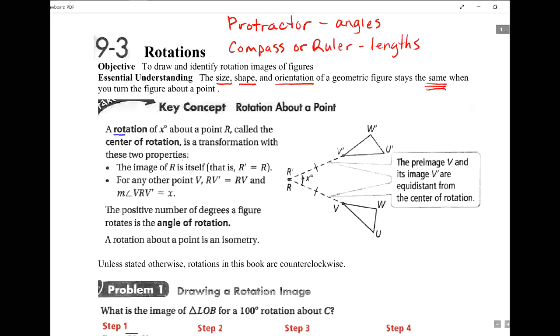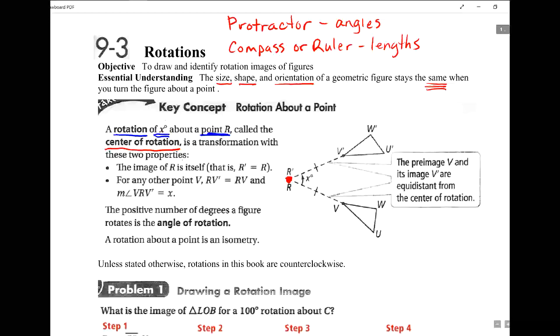A rotation of x degrees is going to tell you how far your figure rotates. A rotation of x degrees about a point R, and this point R is called the center of rotation. So you can think of that like the middle point on a clock, and the hands rotate around that middle point. So if we look here, our center of rotation is here at point R. We should put that in red. Okay. Here is our center of rotation.